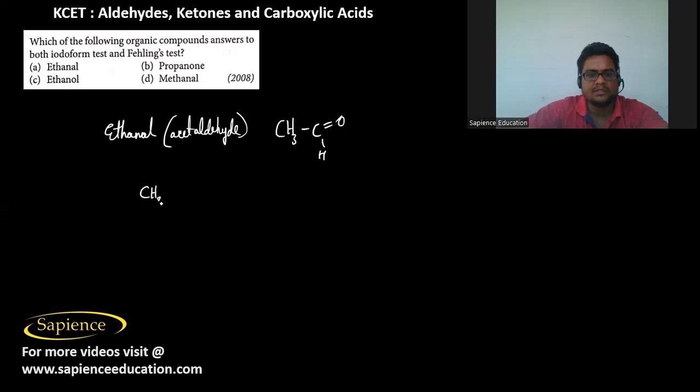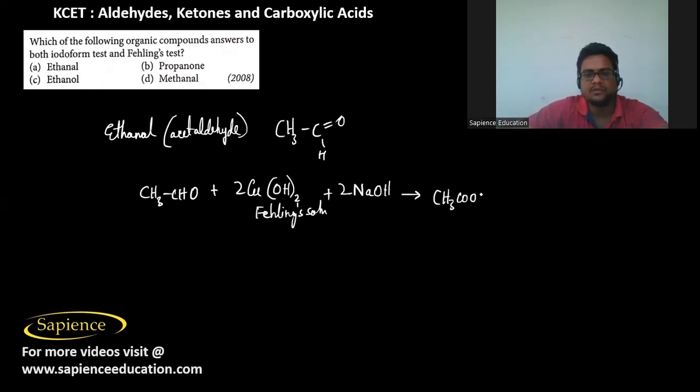Why? This CH3CHO reacts with cupric hydroxide solution, which is called Fehling's solution, in the presence of sodium hydroxide. Then it will form CH3COONa, which is sodium acetate. Then it will form cuprous oxide, which is a red precipitate, and H2O.